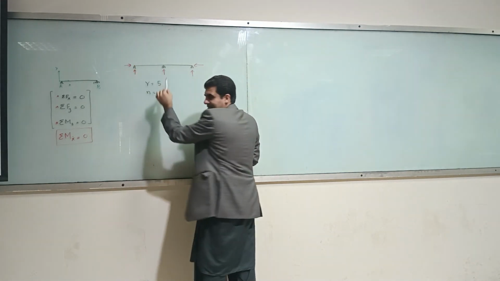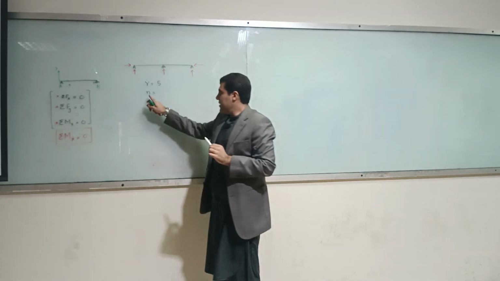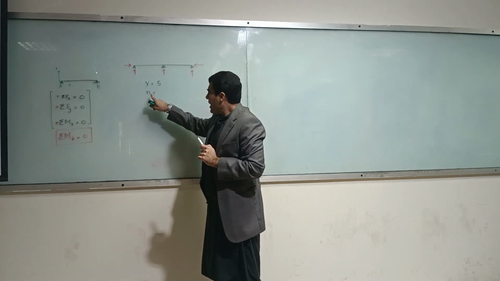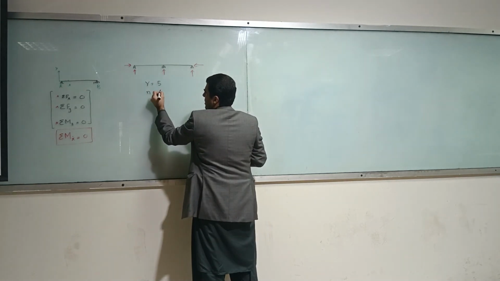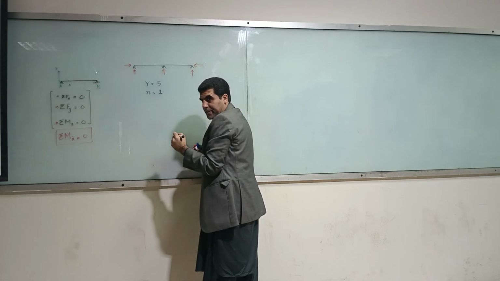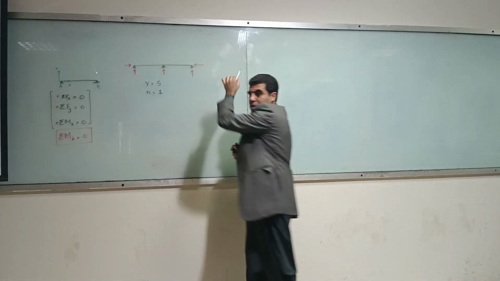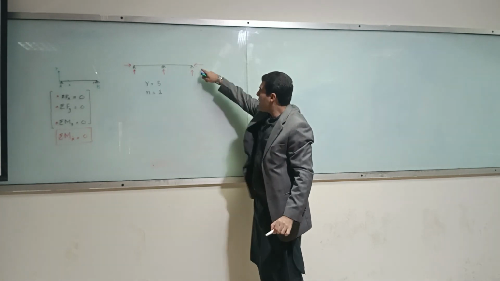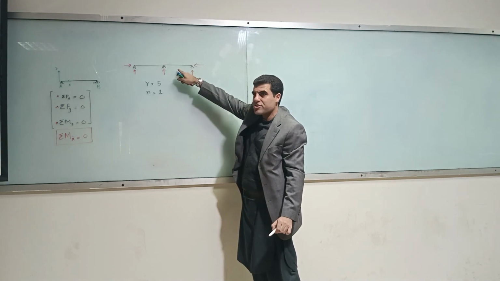In this case, you should remember one thing about n. N in this case is 1. And the reason is because this is one continuous structure which is going all the way. You might have hundreds of supports, but the structure is continuous.